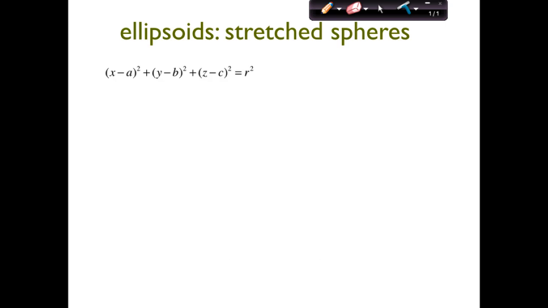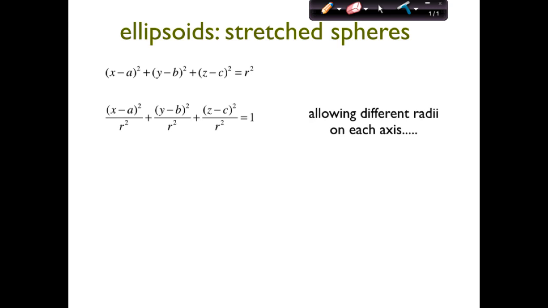If I start with the equation of a sphere, I'm going to divide both sides by r squared. There's another way to write the sphere. Those are equivalent, right? But now what if I had a different radius on each axis? So instead of the same r squared in each denominator, I let those change. Then in each of those x, y, and z directions, I'm allowing for a different radius. So it looks like this: there's an rx squared, an ry squared, and an rz squared.